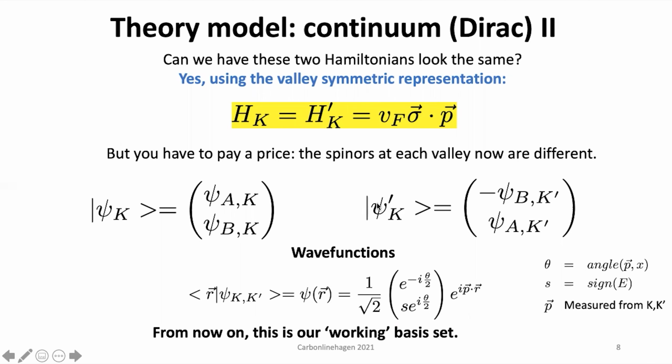The wave functions, that is the expression of these objects in real space, take this form here, where the angle theta that describes the relative phase between these two components, that is, between the electron wave functions in the two sublattices, is the angle that is formed between the momentum of the electron and the direction x that I chose, remember, as the zigzag direction in the lattice. S here in front represents the sign of the energy, so this wave function can represent an electron in the conduction and the valence band. And remember that the momentum k is measured from K and K prime.